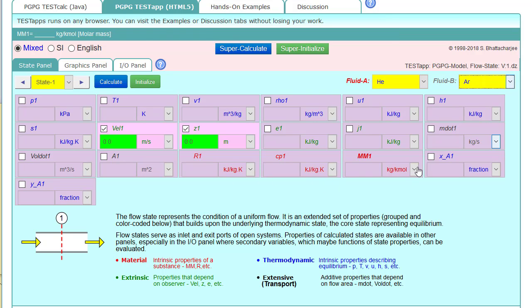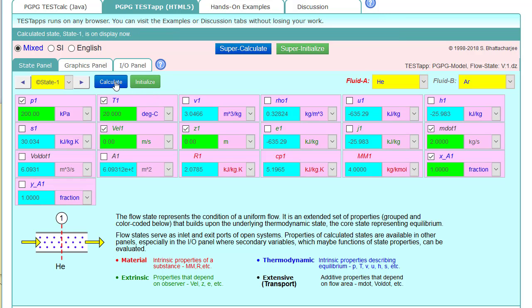And so the first fluid is going to be pure helium, so for the mass fraction, we'll enter 1. And we know that it's at 200 kPa and 20 degrees Celsius. We'll change the units to Celsius. And 2 kg per second. So we have all our properties for state 1.